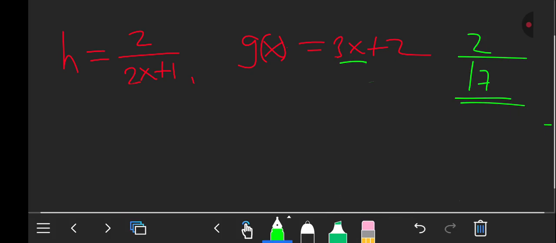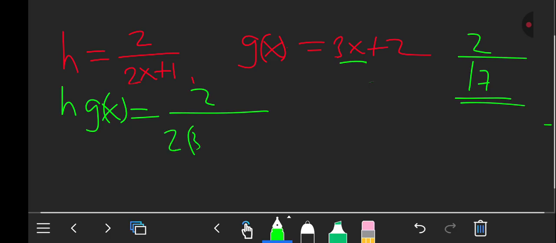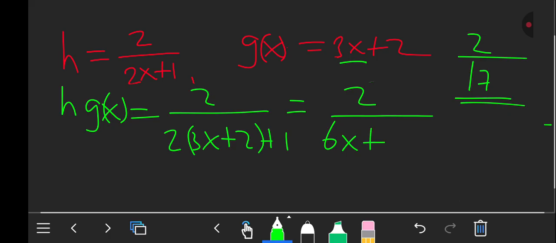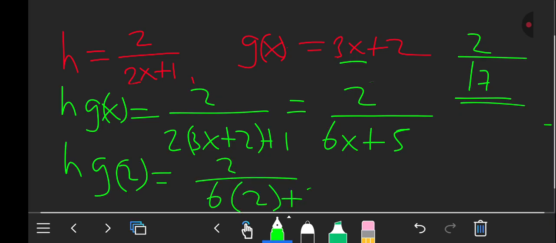So we had to find h of g of x, and we said where there is x in h, just substitute that. So 3x plus 2, then plus 1, and we found the answer to be 2 over 6x plus, okay, 2 times 2 is 4, 4 plus 1 is 5, so it is plus 5. Then to find hg of 2, where there is x, we substitute 2, so it will be 2 over 6, where there is x, substitute 2, then plus 5. So it was just miscalculations.